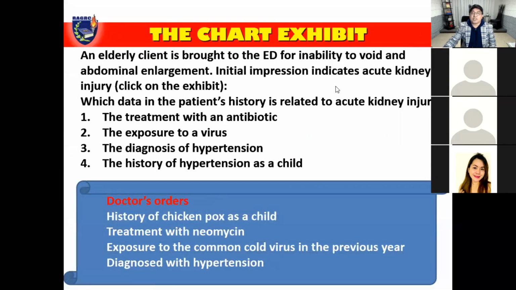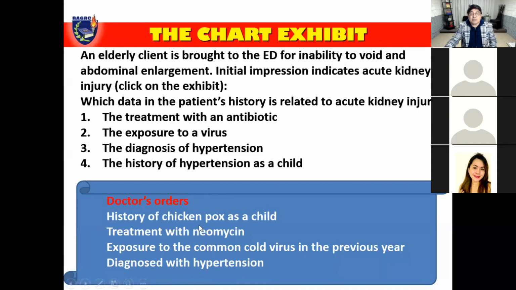Okay, so here's the exhibit. Which data in the patient's history is related to acute kidney injury? History of chickenpox as a child. Now remember, the condition is acute. This is history as a child that has long been there. I'm not saying that exposure to bacterial or viral infection may not be related to kidney injury, but hey, we're talking about acute kidney injury, which could mean it could have happened within 24 hours to 7 days.